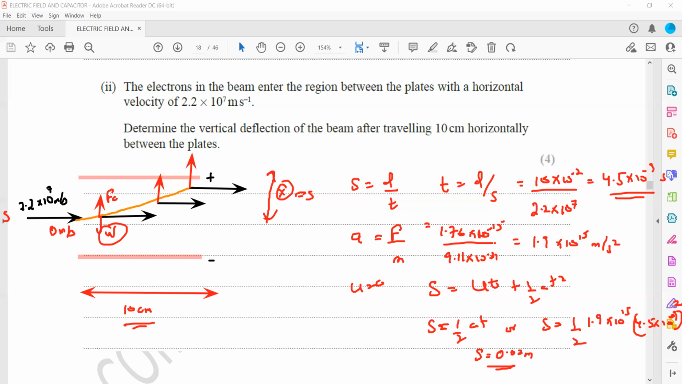As the mass is negligible, the weight will be very small. But we may have an object, like a large spherical object with a charge, which may have a considerable weight. In that case, when we substitute a force here, we will not substitute the electric force, we'll substitute a resultant force, which will be equal to the electric force minus the weight if it is moving against gravity. But because an electron is a very small particle with a small mass, we neglect that value.